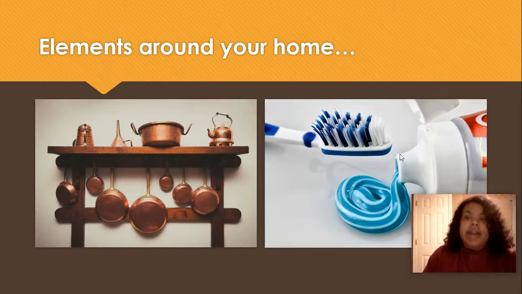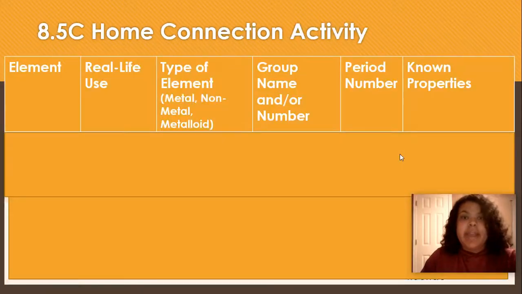Now we're going to discuss the activity that goes along with this video. You're going to be looking for different elements in your home. Here we have two examples: some copper pots and pans and a little tea kettle at the top, and some toothpaste, which contains fluoride. In your assignment, you're going to find different household items around your house and use them to list and classify the different properties.